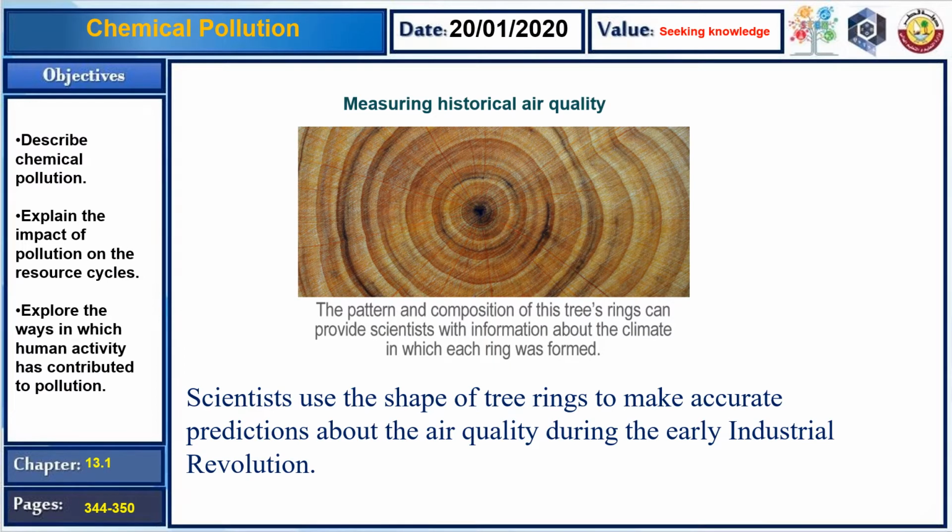Trees can live for hundreds of years, and they can provide scientists with important information about the air quality. Scientists can measure the air quality by looking at the shape of the tree rings to predict what the air quality was previously. The size of the rings indicates various factors, such as the amount of carbon dioxide in the air, the moisture levels, and the temperature for a certain period.